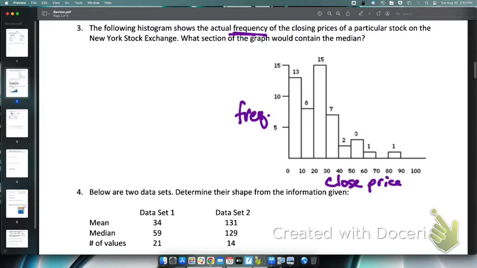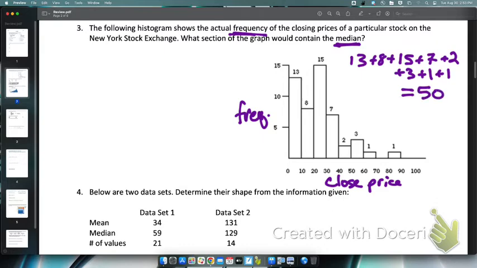All right, so what section of the graph will contain the median? The median is the middle number. So first thing I need to do is find out how many numbers are there in this graph. So I've got 13 plus 8 plus 15 plus 7 plus 2 plus 3 plus 1 plus 1. So that's a total of 50. So there are 50 observations in this graph.